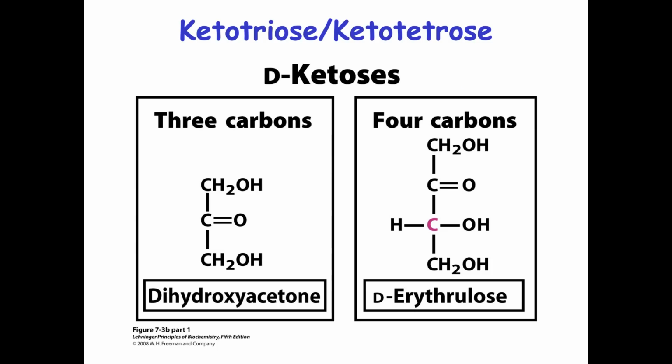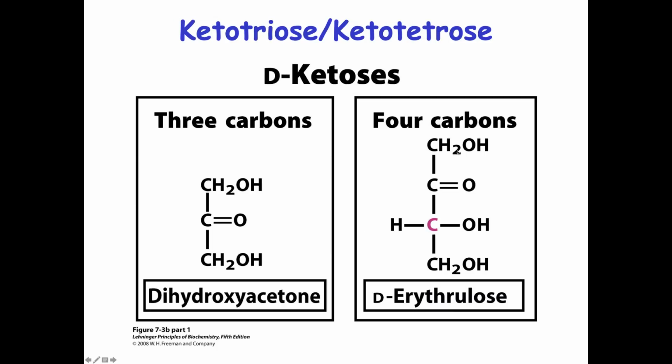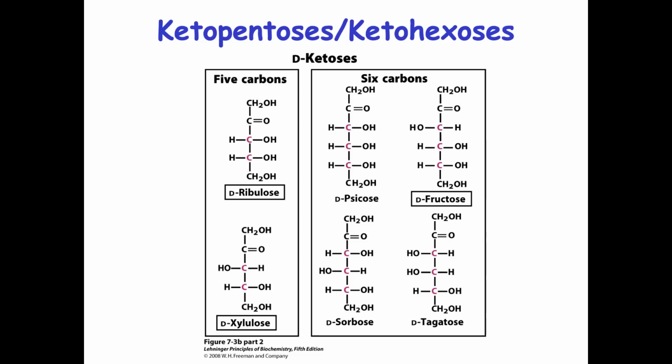Now let's look at some of the ketoses. If you remember, dihydroxyacetone is the only monosaccharide that does not have a chiral center. Because of this, there's only a single stereoisomer. Now, if we look at the 4-carbon ketose, we see here that there's only a single chiral carbon, so there are only 2 stereoisomers. And then the ketohexoses.